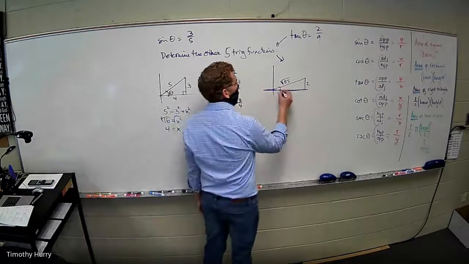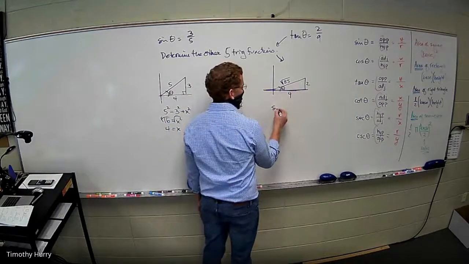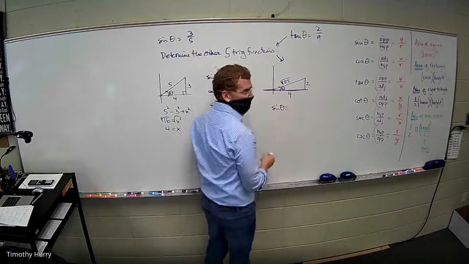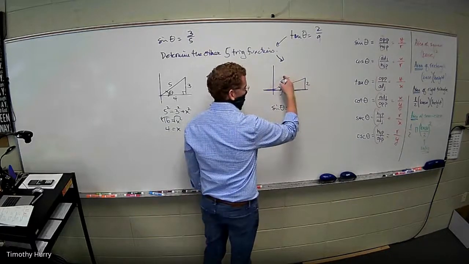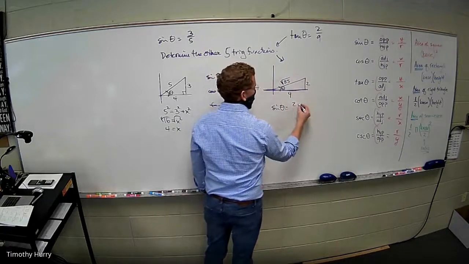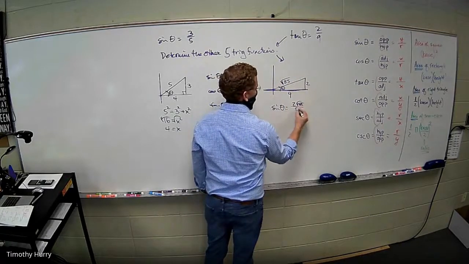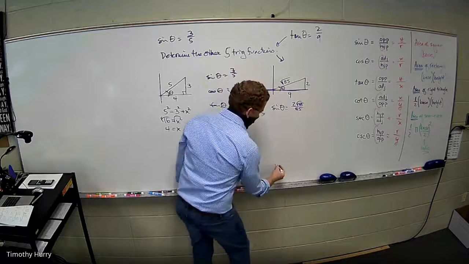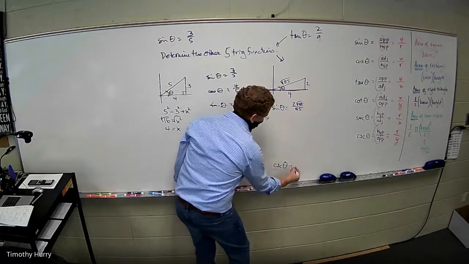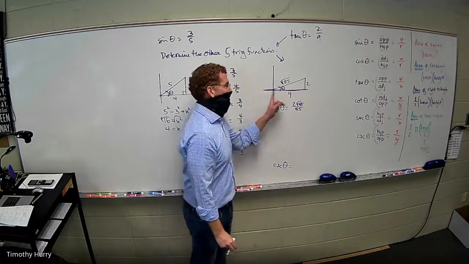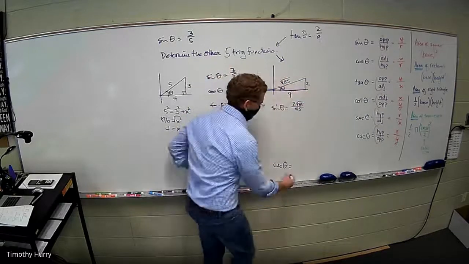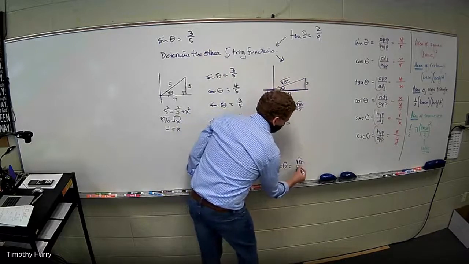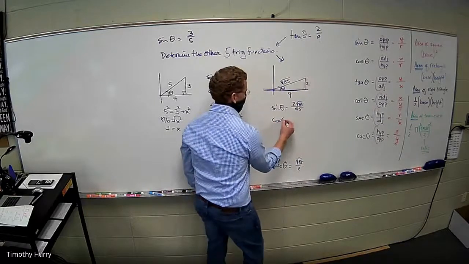So if that's my relationship, what's the sine of the angle? 2 over that, which simplifies to 2 root 85 over 85. And what's the cosecant of the angle if the sine is 2 over that? Root 85 over 2. What's the cosine of the angle?